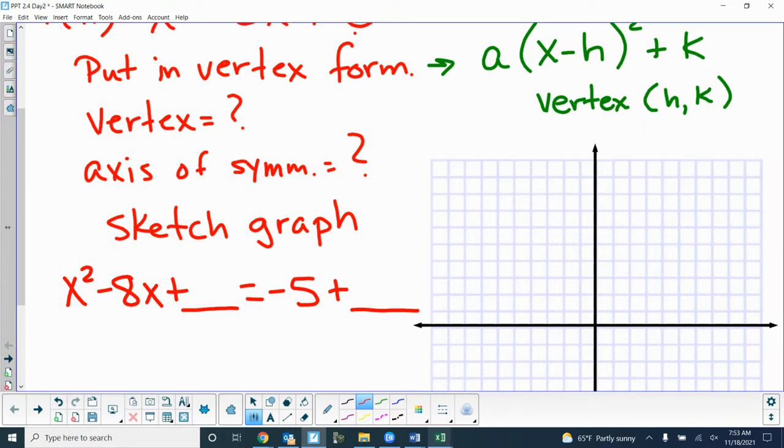Now, how do I fill in that blank? When a is 1. That's what I want, a to be 1, right? Right, good, Jim. Half the middle is 4, and squared is 16. All right, this is called completing the square. We've done this before. How do I factor this?